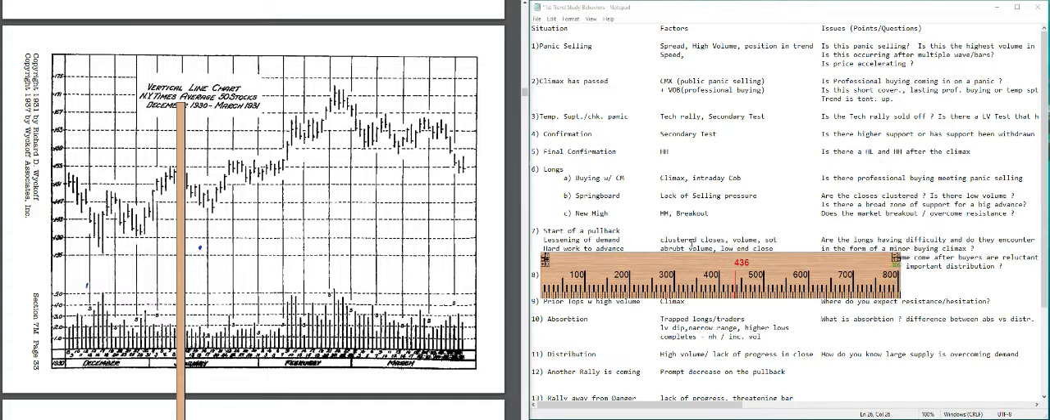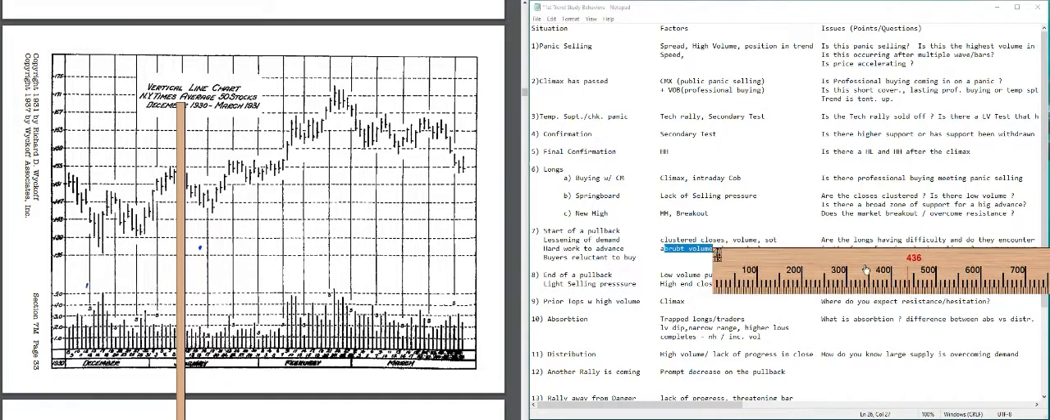So on price, he's just looking at the low end and the high end closes, as well as clustered closes. He's also looking from the high of the bar to the high of the prior bar to determine if there's a shortening of the thrust. From the perspective of volume, he's looking to see if volume is tapering off or shrinking or just mellow. And then he wants to look to see if there's abrupt volume. All of these factors together are helping him answer the question, are the longs having difficulty, and are they encountering resistance, or are they encountering resupply?